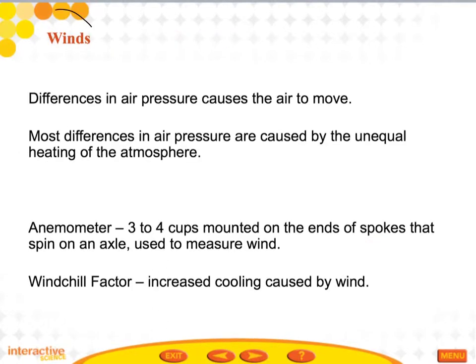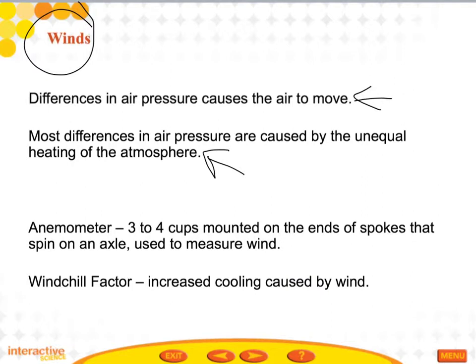Now this last section is on winds. Now we know that the air is kind of like a fluid. It kind of moves from place to place. Well, that happens because air pressure causes it to move. Winds move from areas of high pressure to areas of low pressure. So most differences in air pressure are caused by the unequal heating of the atmosphere. I'm going to talk about this on the next slide because I'd like to actually draw you a diagram of how this works.